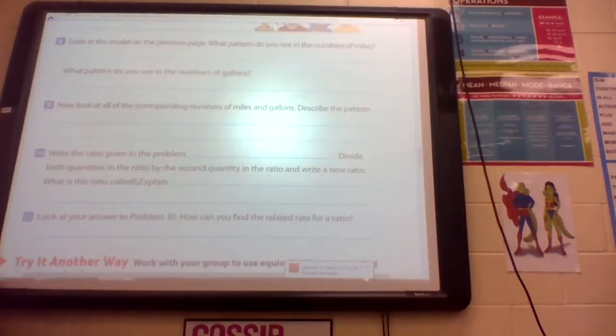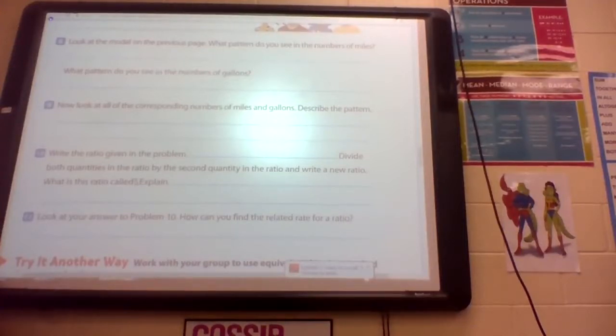Miles is 30 times the gallon. Gallon is miles divided by 30.